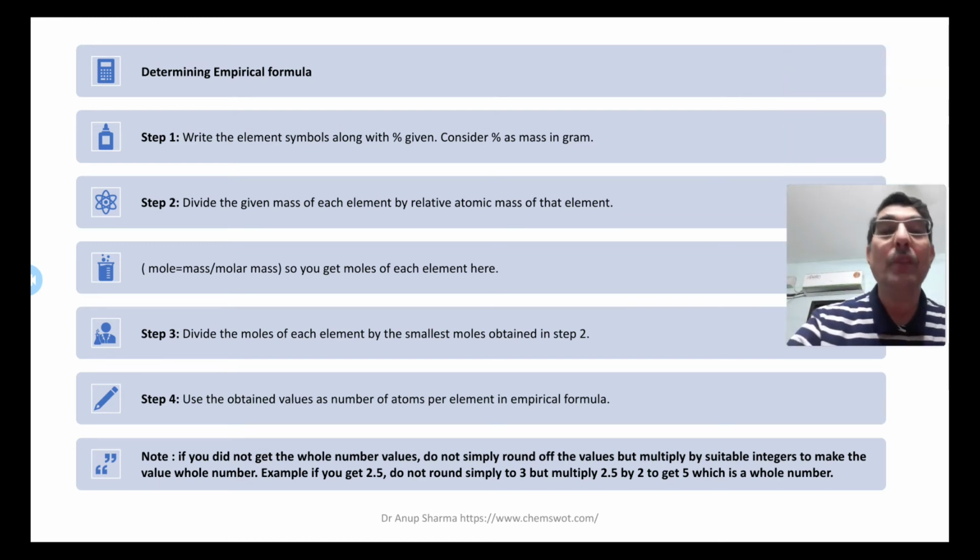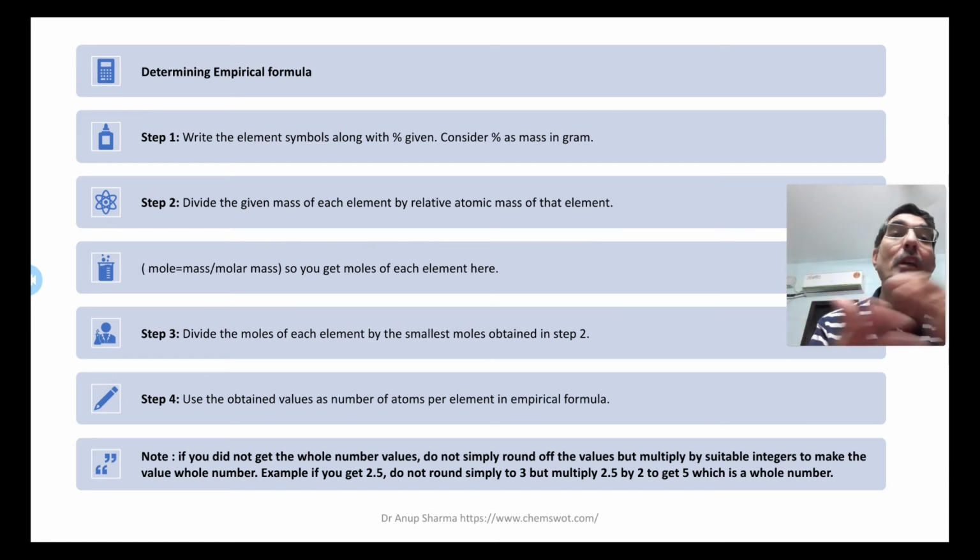Determining the empirical formula, how do we do it? We do it in steps. Step 1: write the chemical symbols along with the percentage given. Consider the percentage as mass, you need to take care of that. If an element is given in this much percentage and another element in this much percentage, you need to consider that as grams, as mass.